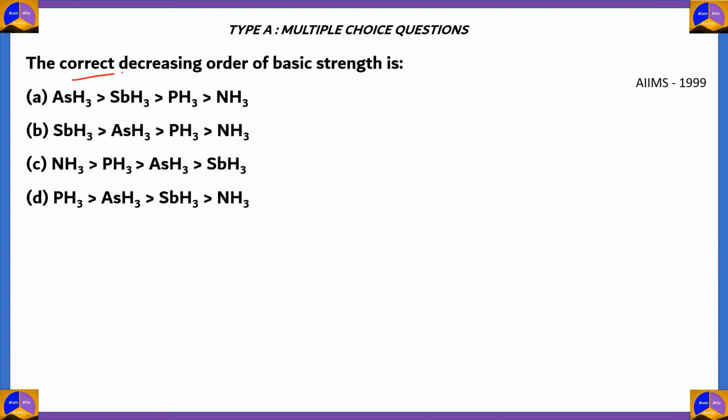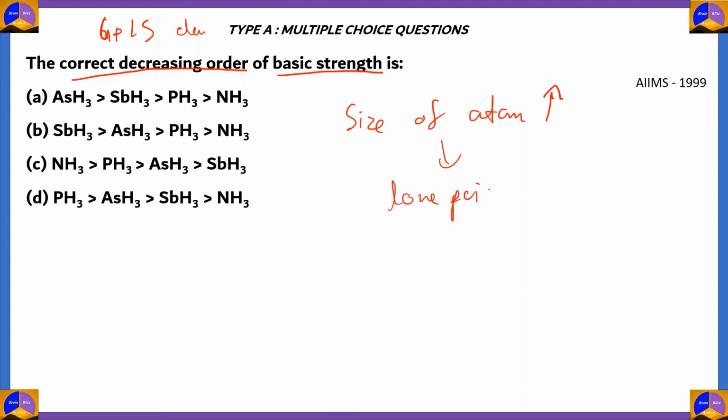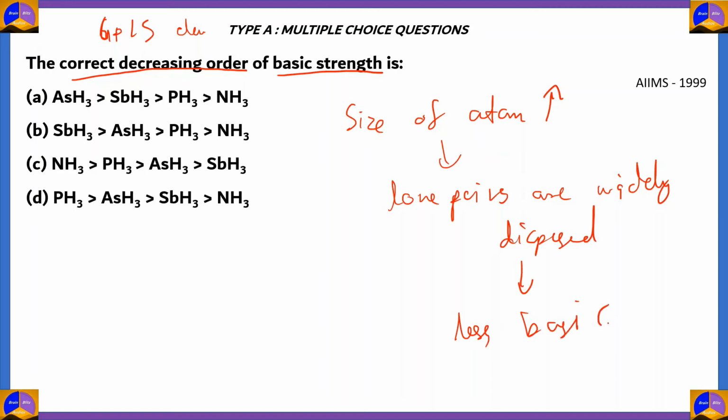Next question. The correct decreasing order of basic strength is, and over here we have group 15 elements with their hydrides. So we need to find out which of these is the most basic, which of these is the least basic. When it comes to basicity of the hydrides, it depends on the size of the atom. So when the size of the atom increases, the lone pairs are widely dispersed. So they're more dispersed, and that makes them less basic. So the bigger the group 15 atom is, the less basic it becomes.